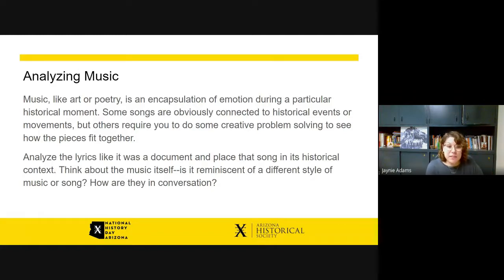Is it reminiscent of a different style? Is it reminiscent of a different song? How are those pieces in conversation? What is it trying to tell us by using this soundbite or this song? Think about sampling. Like when rap artists do sampling in a song, they're hearkening back to another artist's song. And that's a very intentional choice. Why are they doing that?